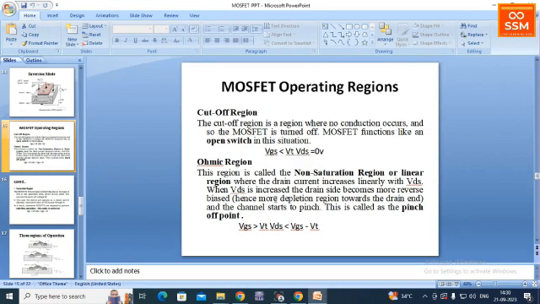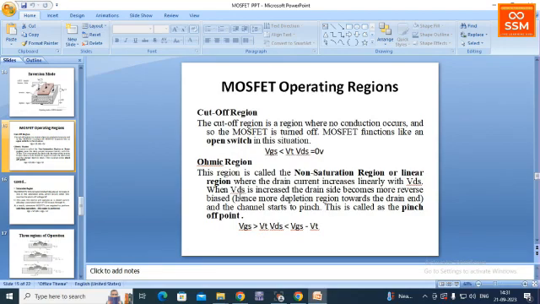Now coming to the ohmic region, it is also called non-saturation region or linear region. Here we are going to increase our gate source voltage, and at the same time we are also going to increase the drain source voltage. See, in the previous one VDS is equal to 0, but in this case we are going to provide some drain source voltage, but it is less than VGS minus VT, and gate source voltage is increased greater than VT.